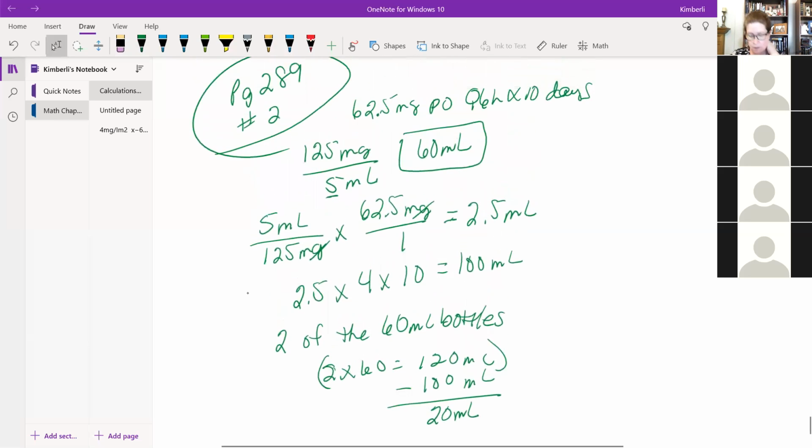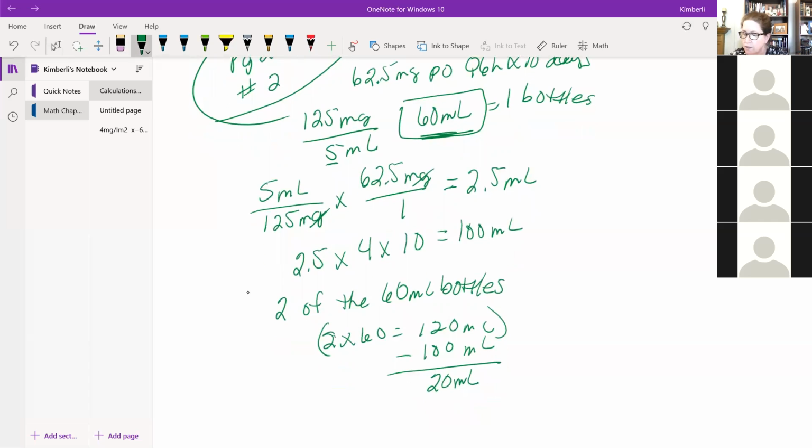Wait just a minute. Okay, so it says here that the bottle is 60 milliliters. Yes. We will use 2 bottles of 100 milliliters, so it's 200 milliliters. Okay, we need 100 milliliters for the whole course of therapy, but there's no bottle of 100 milliliters. Yes. It only comes in 60.